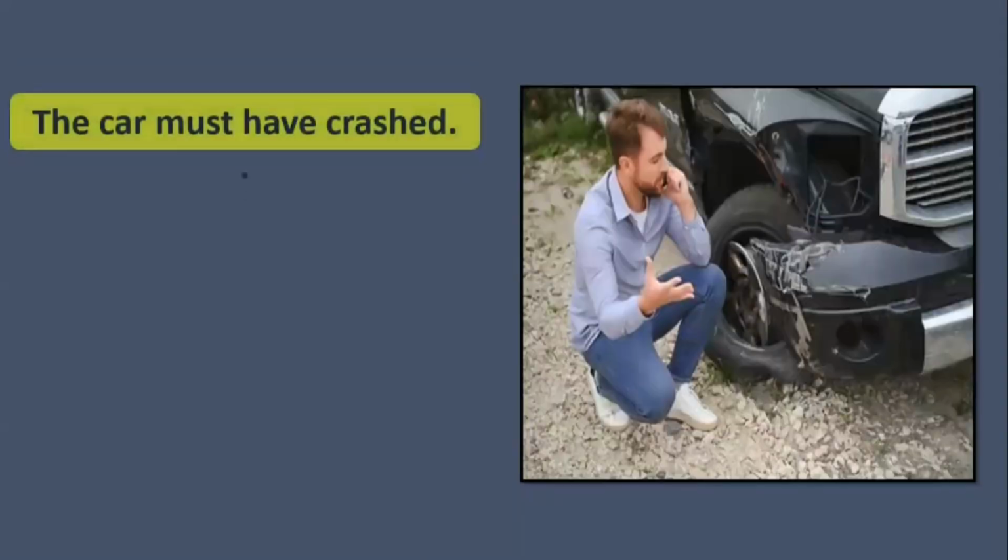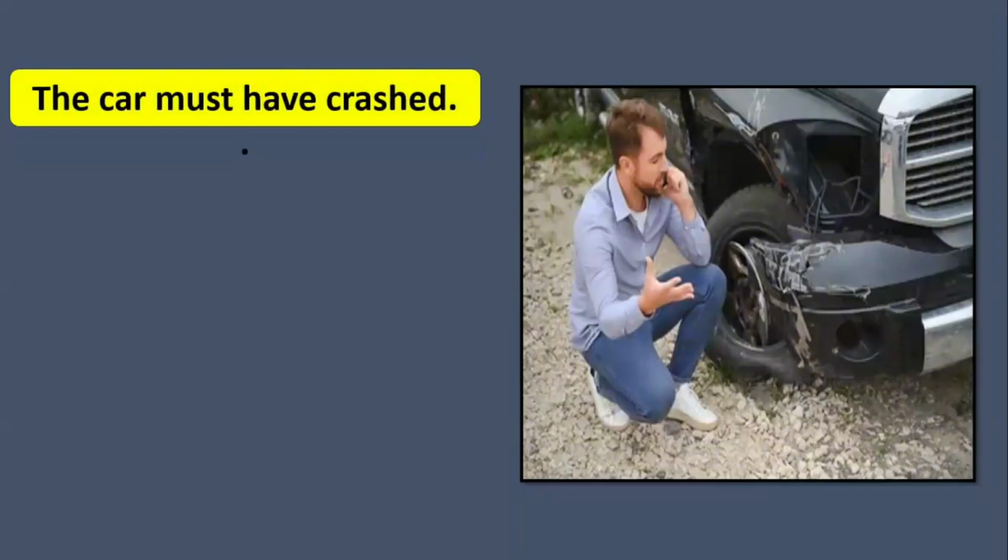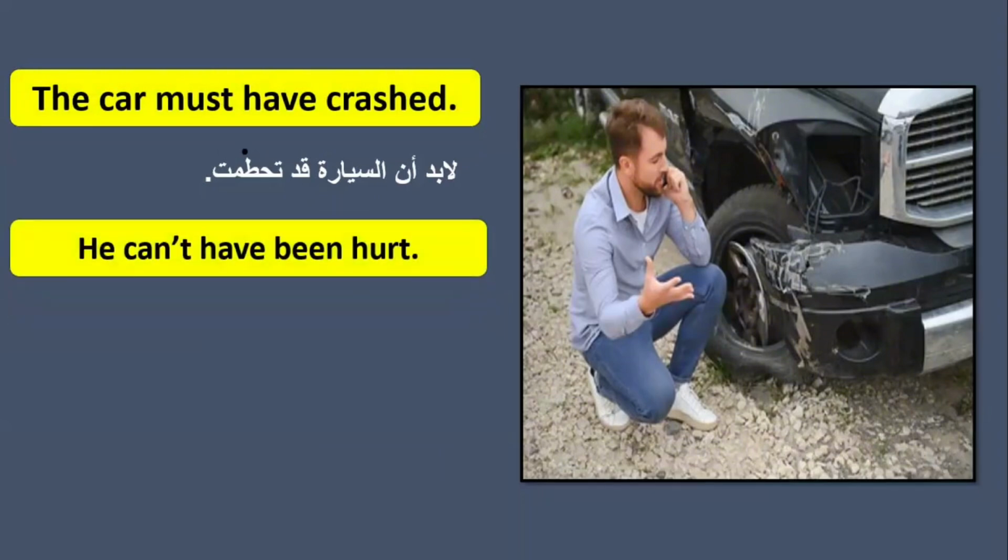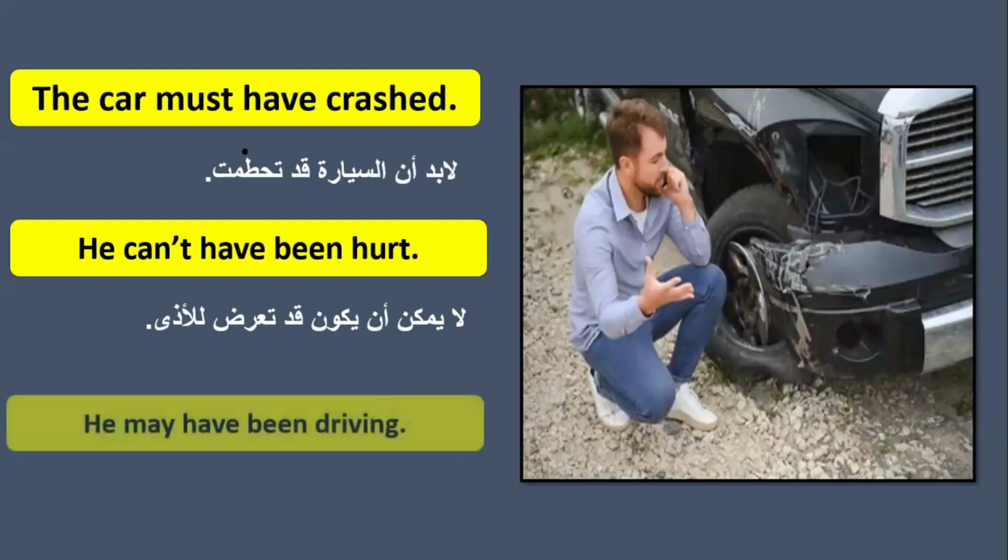Another one, this car must have crashed. من المؤكد أو لابد أن السيارة قد تحطمت. من المؤكد because I can see it in front of my eyes. I can see that there is some sort of damage that happened to the car. He can't have been hurt because you can see the man, he looks fine. He's not injured, he's not bleeding or anything. So لا يمكن أن يكون قد تعرض للأذى because I can see he is fine. So I'm sure he is not hurt.